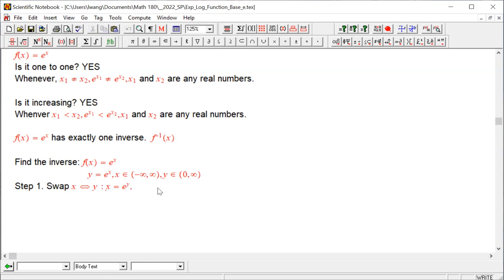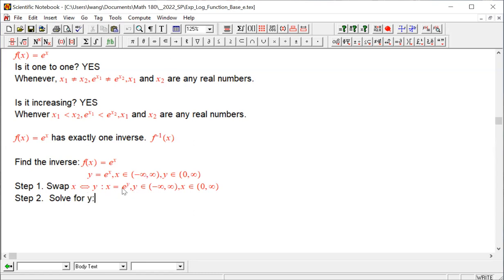And there's another consequence. It used to be that x belongs to negative infinity to positive infinity, now that has changed. y belongs to negative infinity to positive infinity, and x now belongs to 0 to infinity. Do you see that? So now x is from 0 to infinity. So there's a swap of domain and range. And next, step 2, we're going to solve for y.